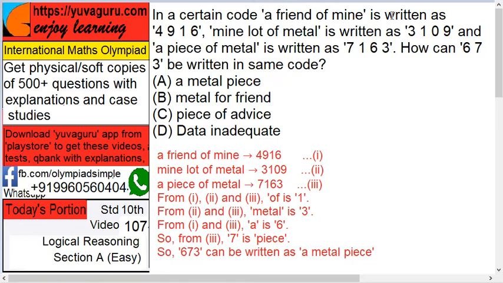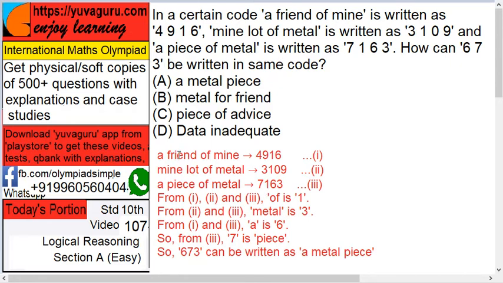A friend of mine is written as 4916. Mine lot of metal is written as 3109. And a piece of metal is written as 7163. How can 673 be written in the same code?